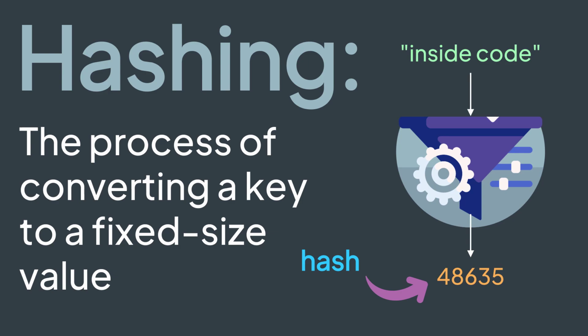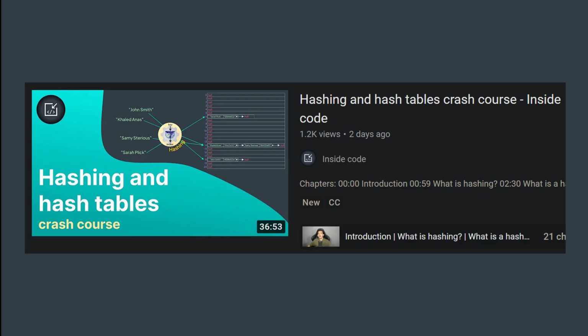Quick reminder of these three terms. Hashing is simply the process of converting a key to a fixed size value. For example, we may convert the key "inside code" to 48,635. How is it done? Why would we need it? All of these questions are answered in the video about hashing.